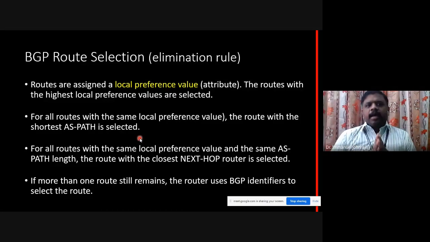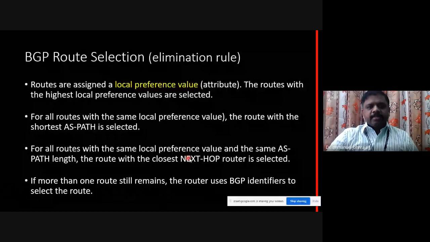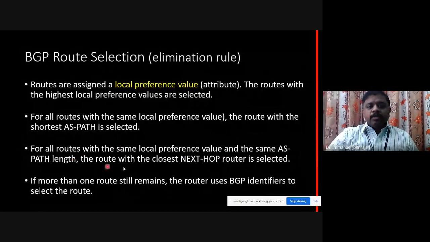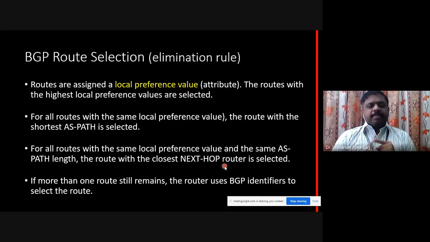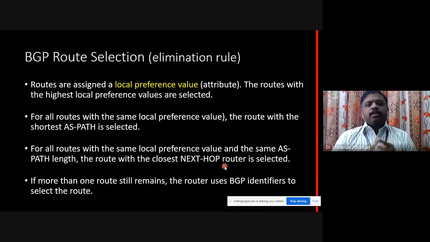And now, what if there is more than one route having the same autonomous system AS path value? What shall we do for all the routes with the same local preference and same AS path length? We choose the route with the closest next hop router. This is for hot potato routing. Please remember, for hot potato routing, you should choose the closest.